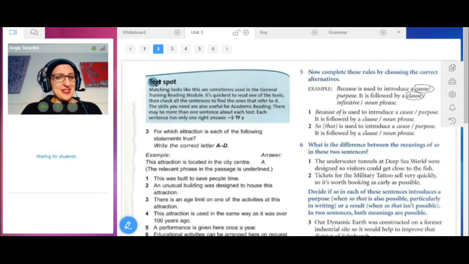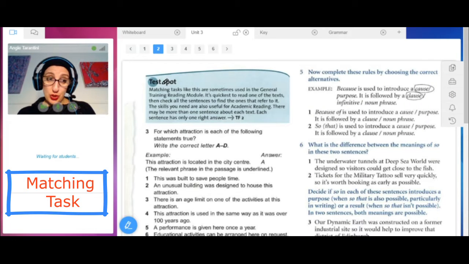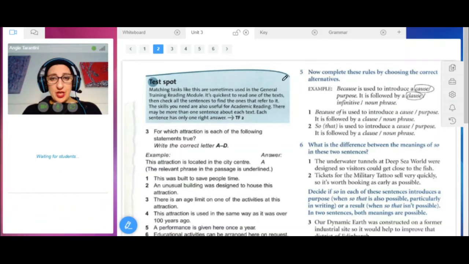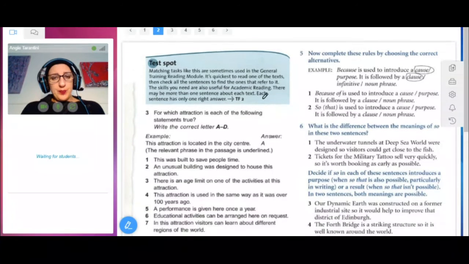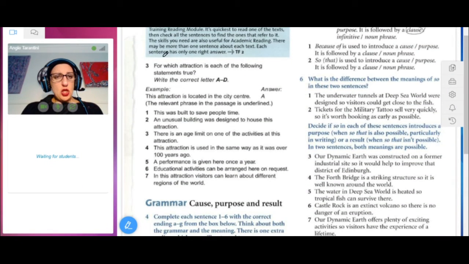So, matching task. Matching task is something that you will probably have to do with your reading test, okay? Both for the general training module, but it's also quite common in the academic reading. So, let's look at this exercise.